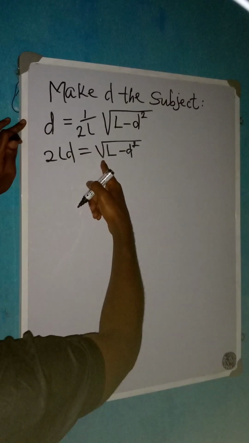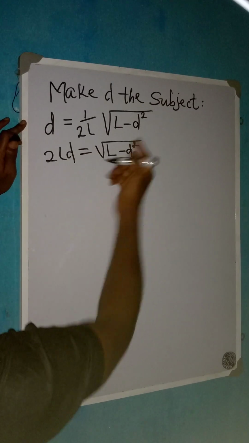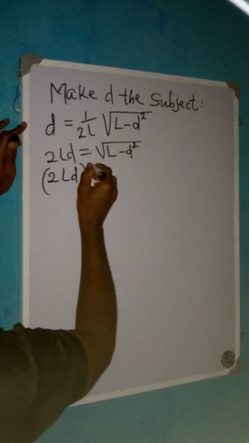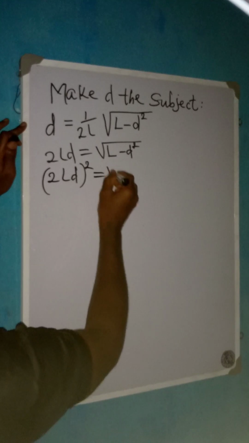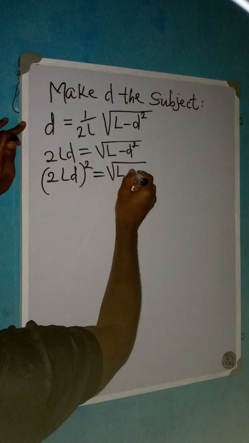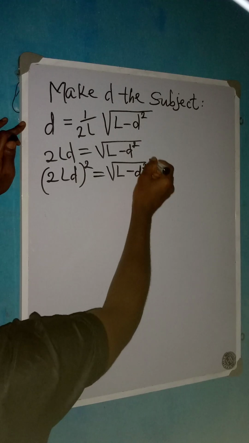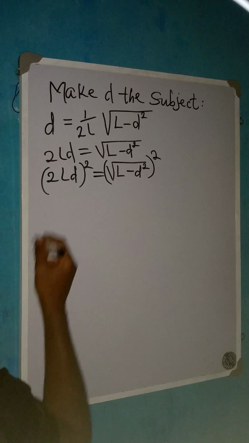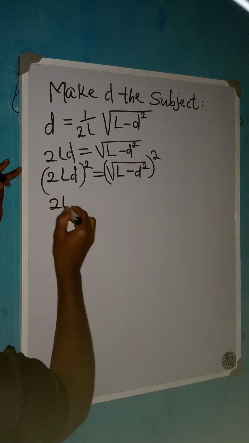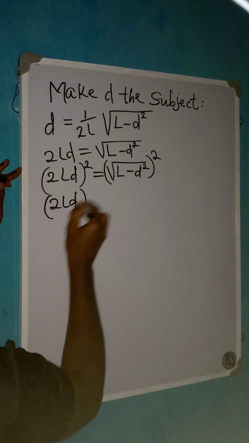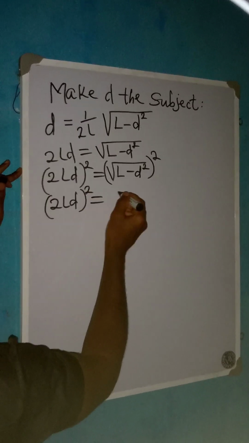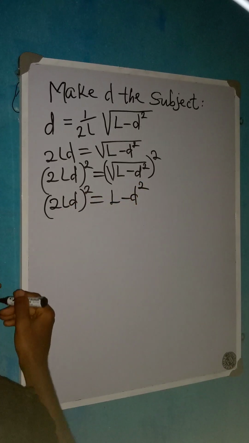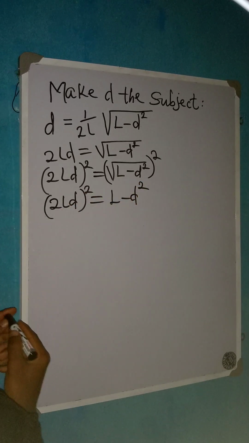Now, we are going to square both sides just to eliminate this square root. 2LD squared equal to L minus D squared all squared, just to eliminate the square root there. So on this side, I'll have 2LD squared equal to L minus D squared. The square and the square root have eliminated each other.